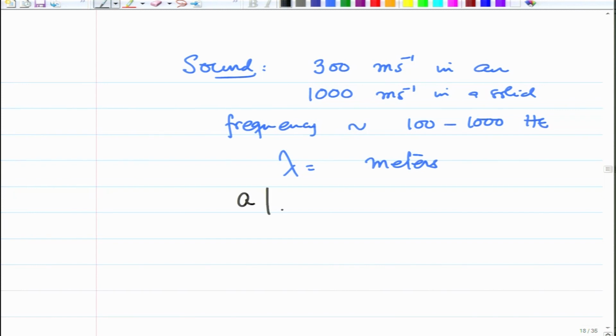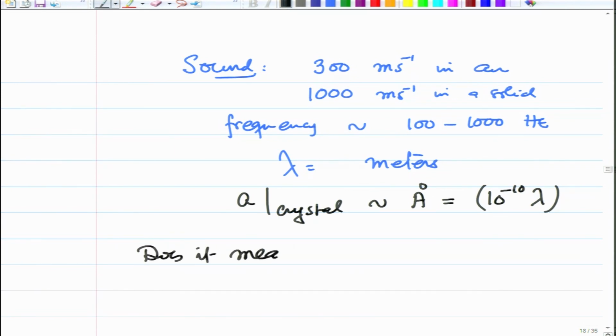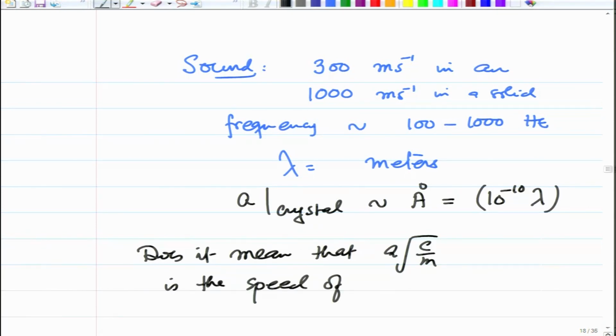A in a crystal is of the order of angstrom, which is then equal to 10 raised to minus 10 lambda. So, for sound, the medium is almost continuous. So, does it mean that A root C by m is the speed of sound in a solid?